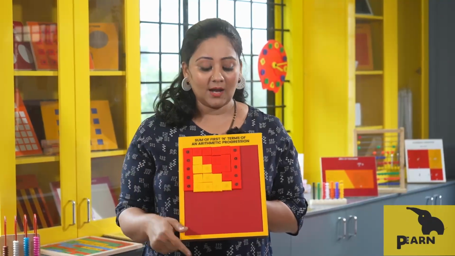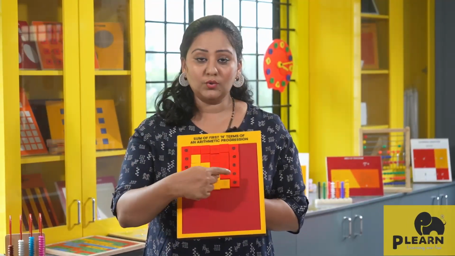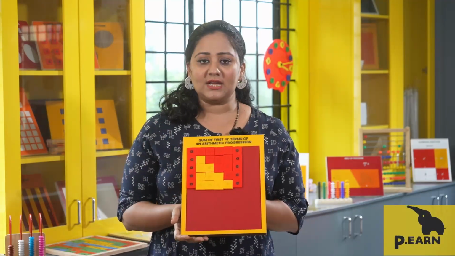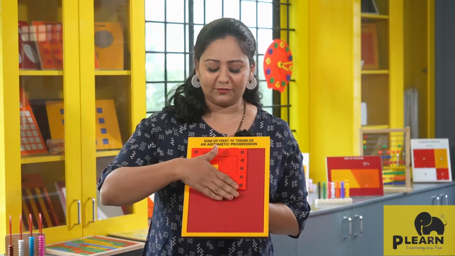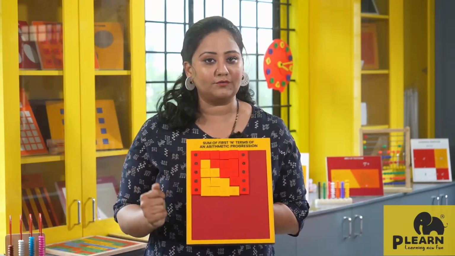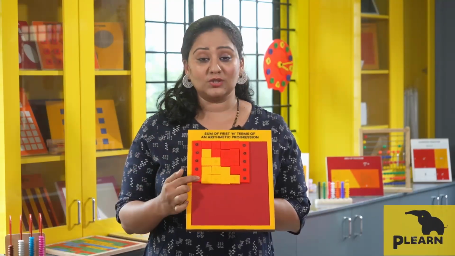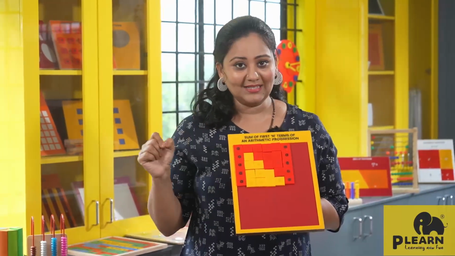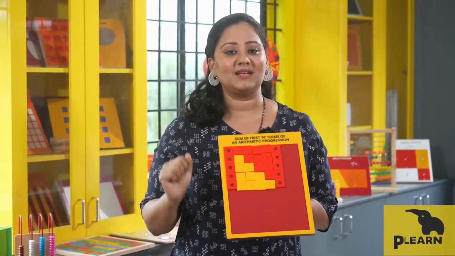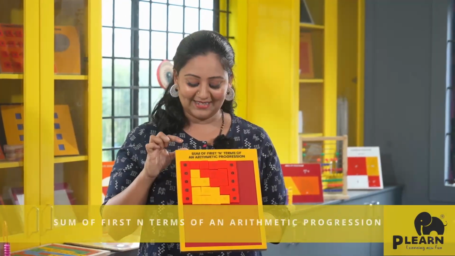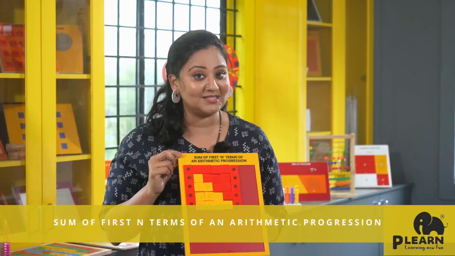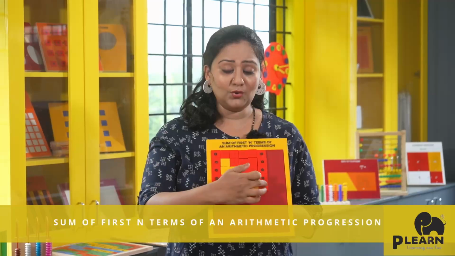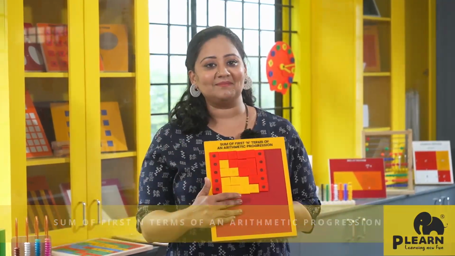So now what will be the area? n into (2a plus (n minus 1)d), right? This is the length into breadth, the area of the rectangle. But what do we need? We only need half of it, right? This half was added. We need only half of it. So divide it into half. So this is going to be 1 by 2 into n into brackets 2a plus (n minus 1)d. So the formula to find the sum of the first n terms in an arithmetic progression will be n by 2 into brackets 2a plus (n minus 1)d. Simple, isn't it?